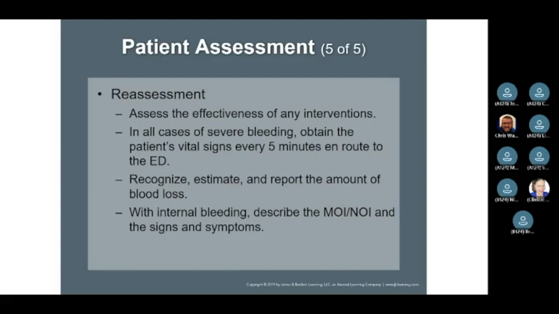It is important to recognize, estimate, and report the amount of blood loss. With internal bleeding, describe the mechanism of injury or nature of illness and the signs and symptoms that make you think that internal bleeding is occurring.